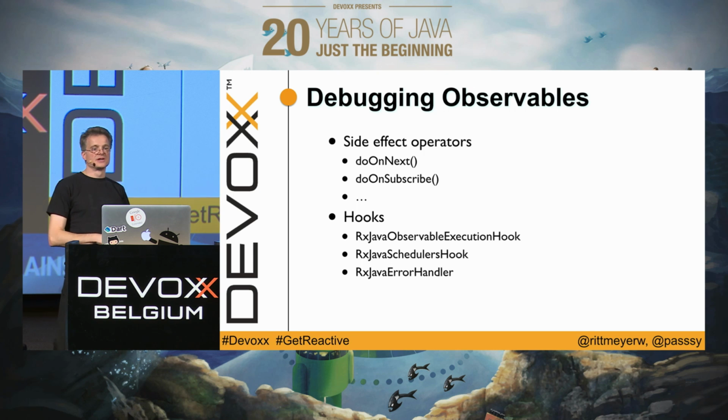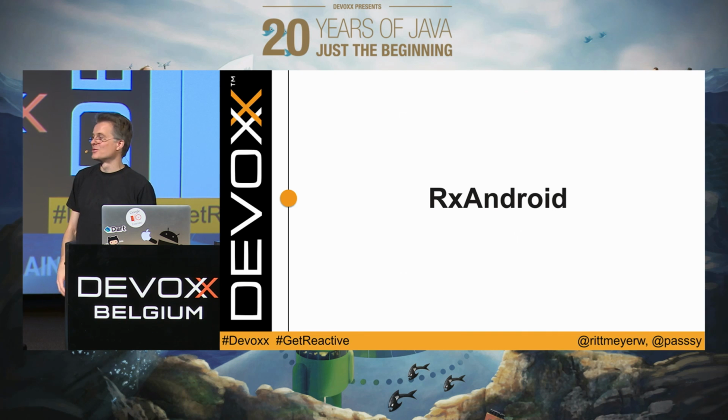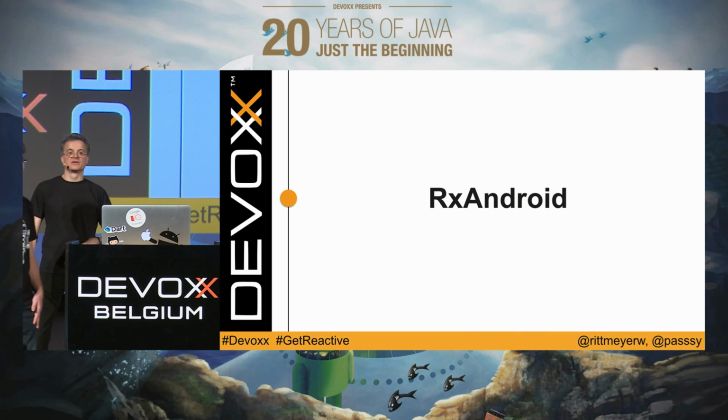Another thing that might be interesting are the hooks. You can use the hooks to listen to certain events happening in RxJava. For example, whenever an observable is created, there's a hook for that. And whenever someone subscribes to an observable, there's also a hook for that. So this has been about the basics. Now let's see how to apply those to Android.